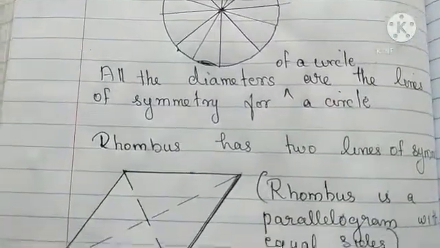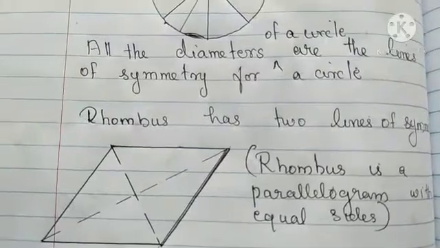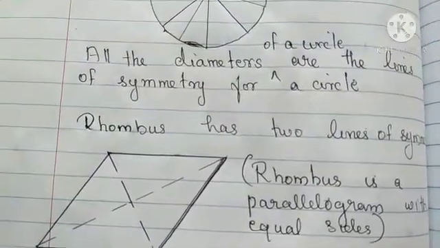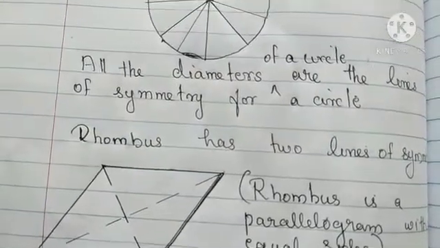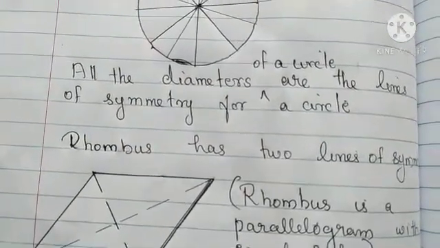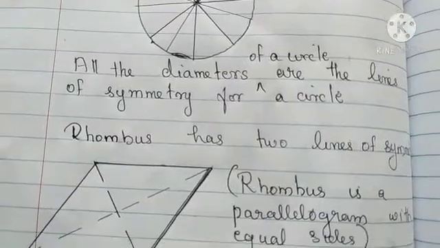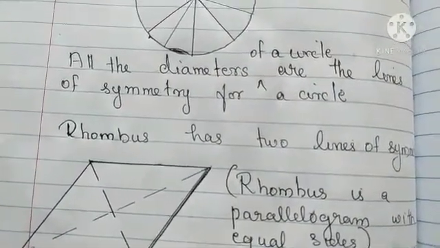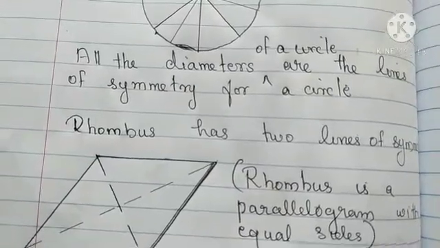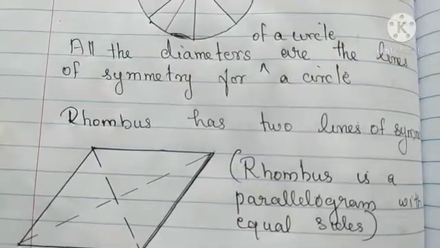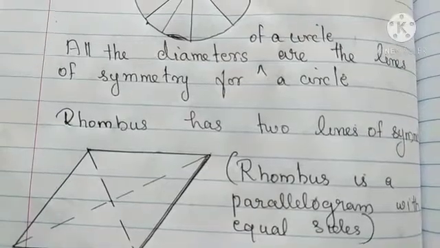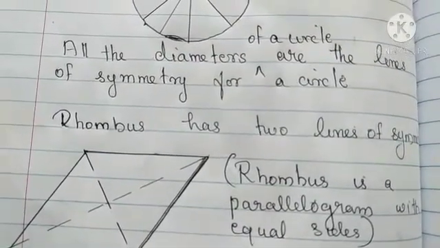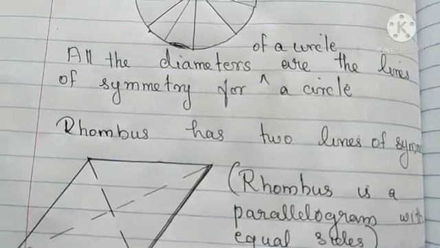Next one, rhombus. What do you mean by a rhombus? A rhombus is a parallelogram with equal sides. You will study it in detail in the higher class. So here you remember that a rhombus is a parallelogram with equal sides. This rhombus has two lines of symmetry. You can see here two lines, and these lines divide this rhombus into two identical halves. So a rhombus has two lines of symmetry.